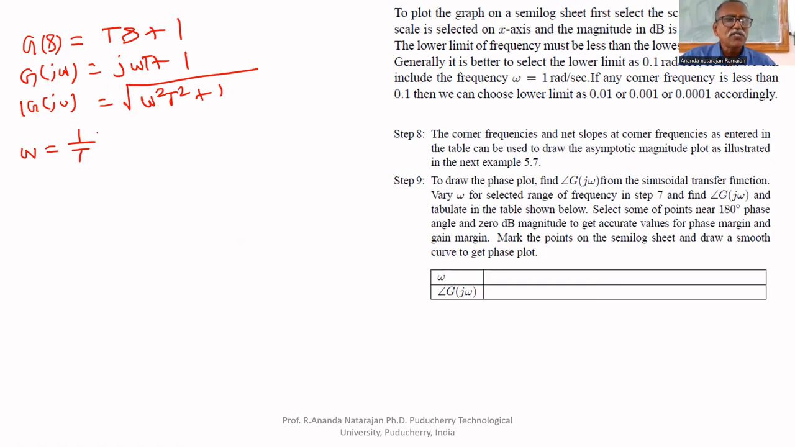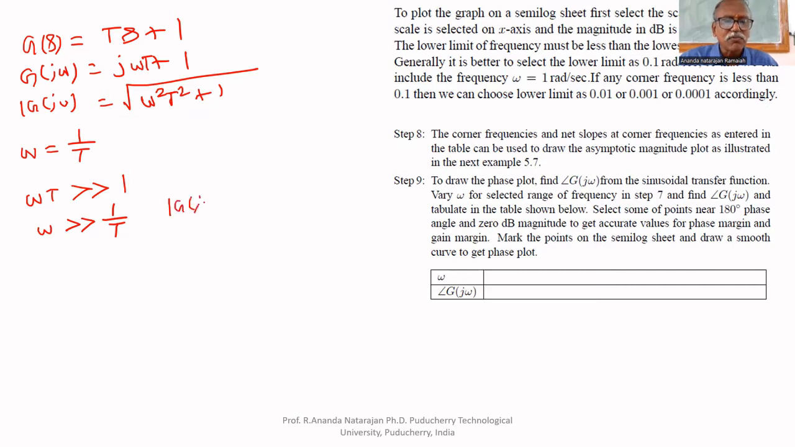If corner frequency is omega equal to 1 by tau, and omega tau is far greater than 1, it means it is on the right side of 1 by tau. Omega tau far greater than 1 means omega is far greater than 1 by tau. You understand this point now? So that is category 1. In that case, 1 is negligible.